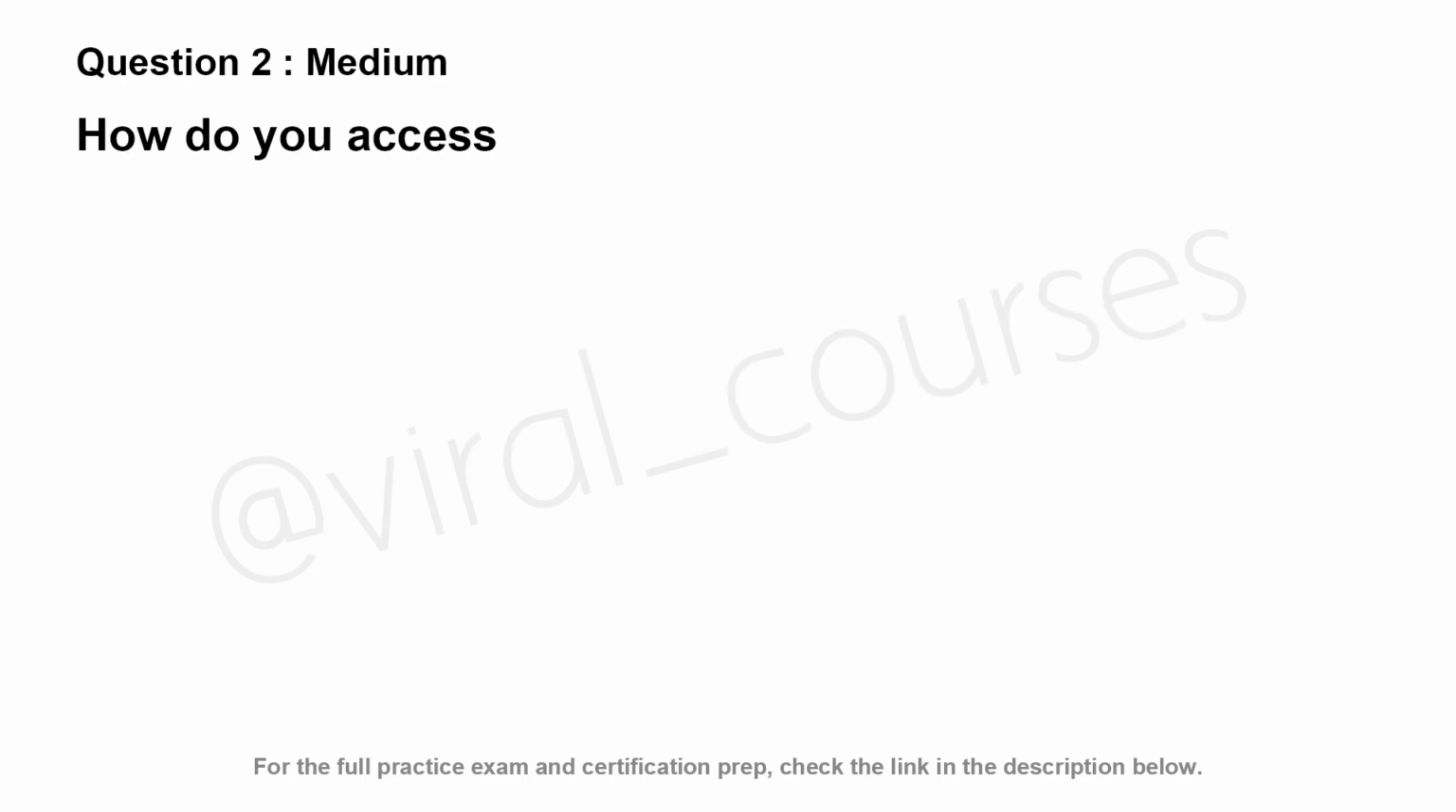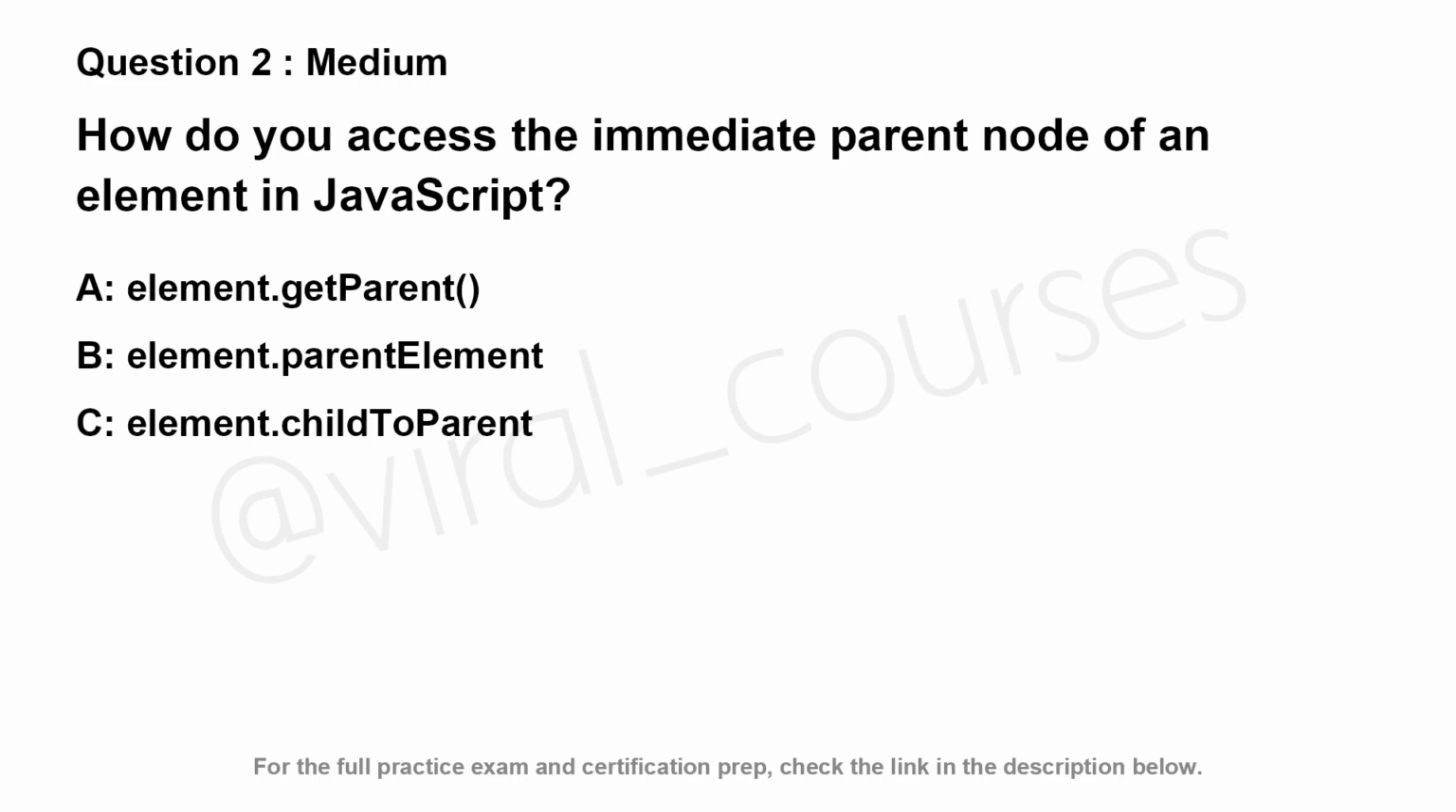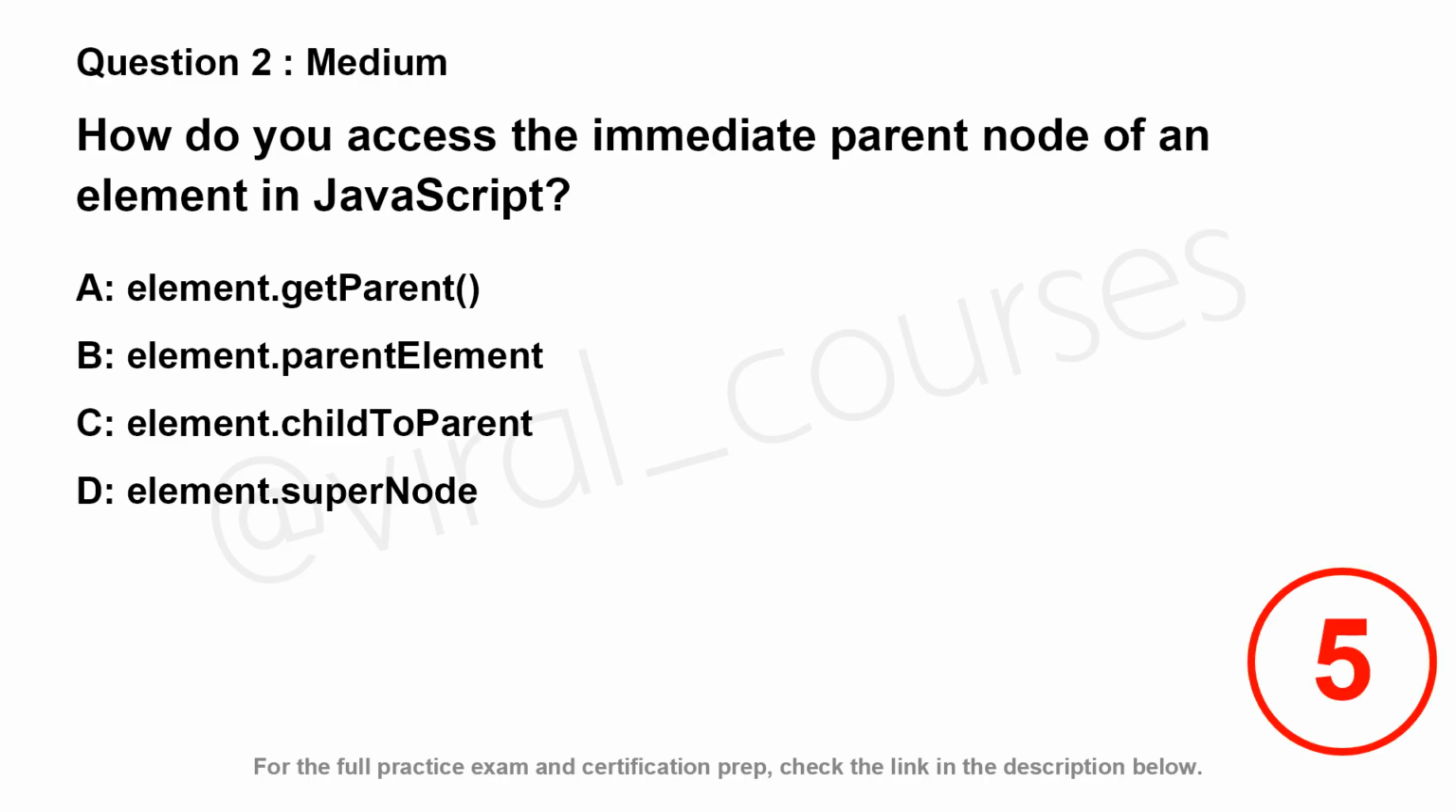How do you access the immediate parent node of an element in JavaScript? Option A. element.getParent. Option B. element.parentElement. Option C. element.childToParent. Option D. element.supernode.